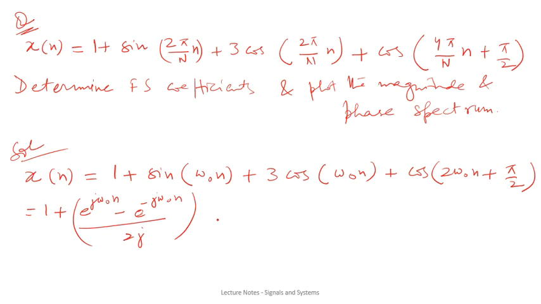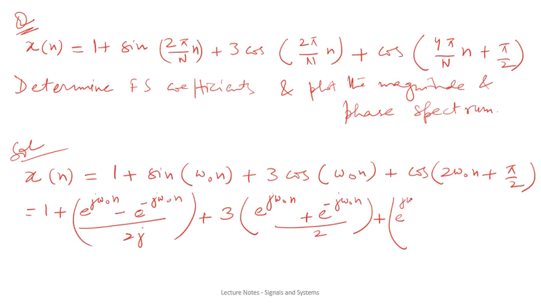So sine can be written as e raised to the power j omega naught n minus e raised to the power minus j omega naught n upon 2j, plus 3 times e raised to the power j omega naught n plus e raised to the power minus j omega naught n divided by 2, plus e raised to the power j omega naught n plus pi by 2, plus e raised to the power minus j omega naught n plus pi by 2, divided by 2.